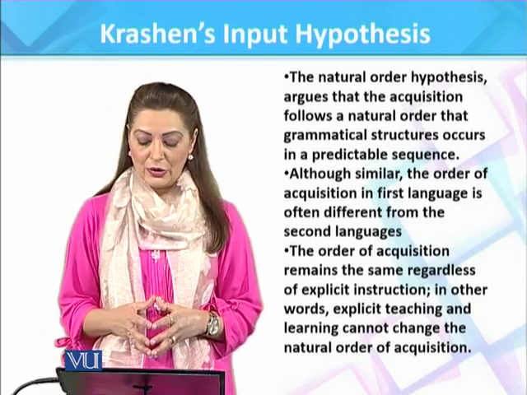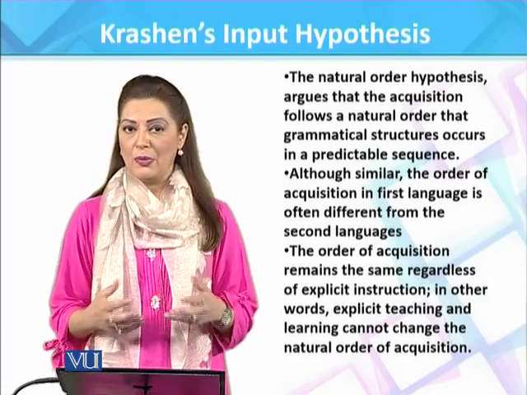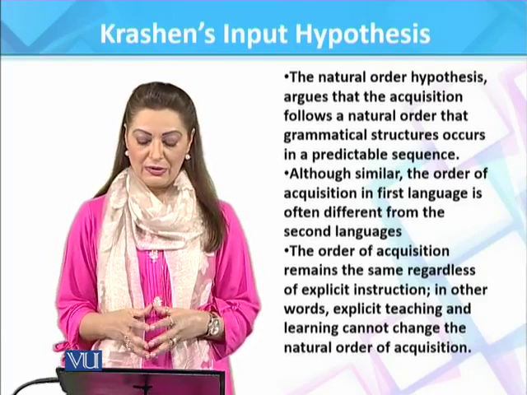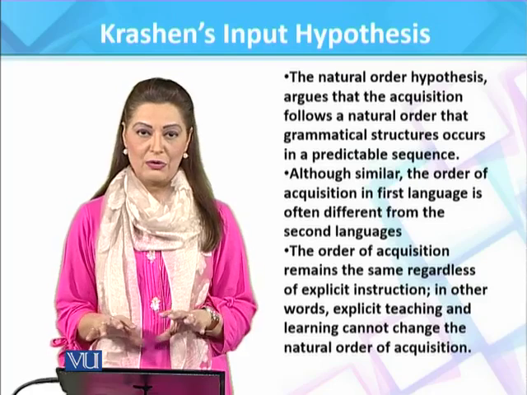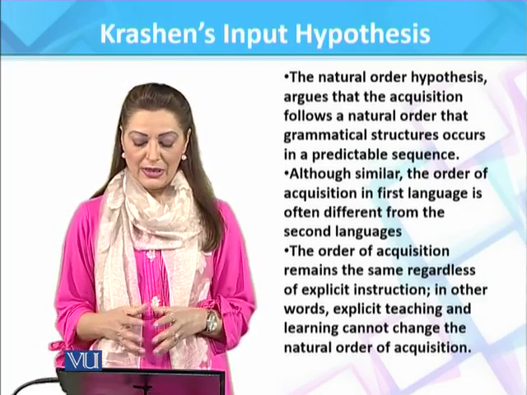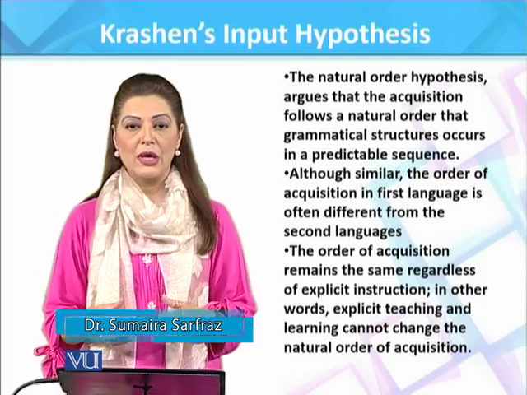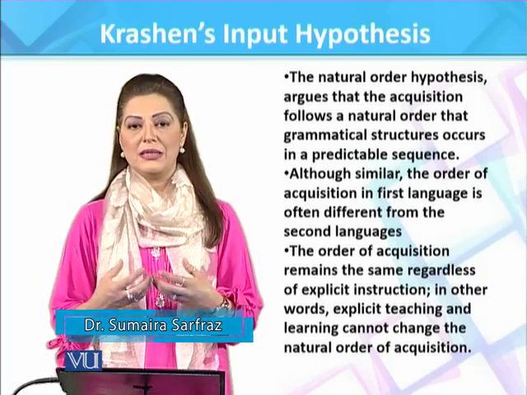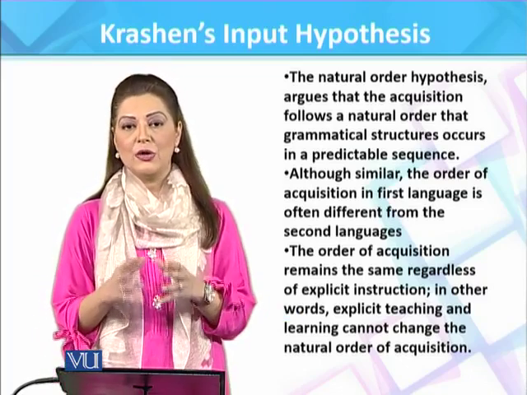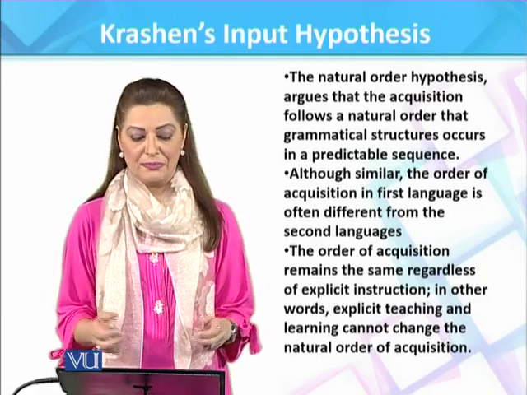Although similar, the order of acquisition in first language is often different from what happens in second language acquisition. The order of acquisition in the second language remains the same regardless of explicit instruction. In other words, explicit teaching and learning cannot change the natural order of acquisition. So the child acquires the grammatical structure or the process naturally. Despite being given explicit teaching, the order remains the same.